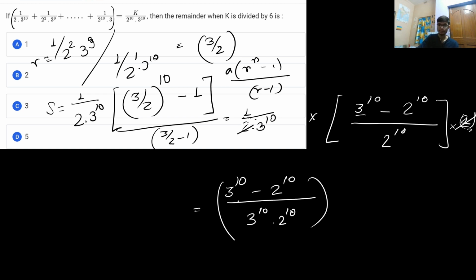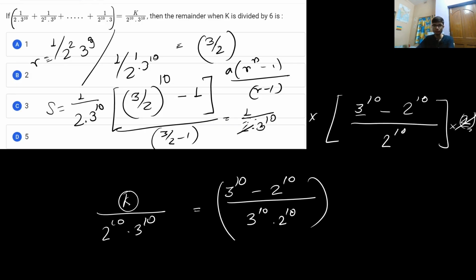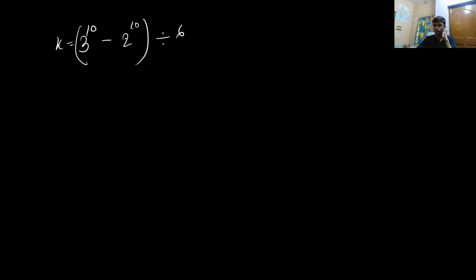So this is the result, and this says that the value is equal to the sum of the GP, which is k divided by 2 to the power 10 into 3 to the power 10. So from here the value of k is equal to 3 to the power 10 minus 2 to the power 10, and the number k is 3 to the power 10 minus 2 to the power 10. If it is divided by 6, what is the remainder?